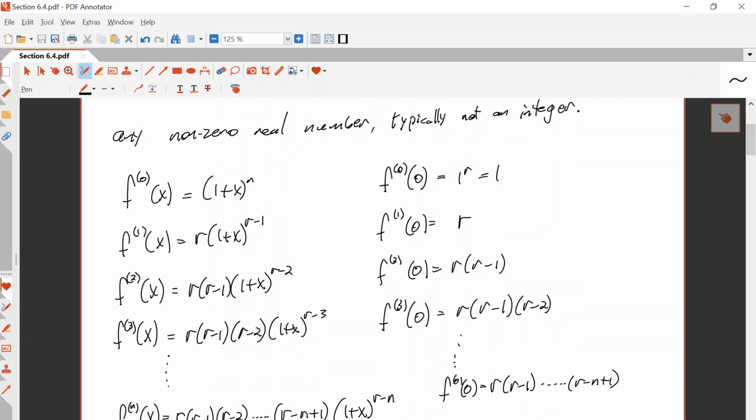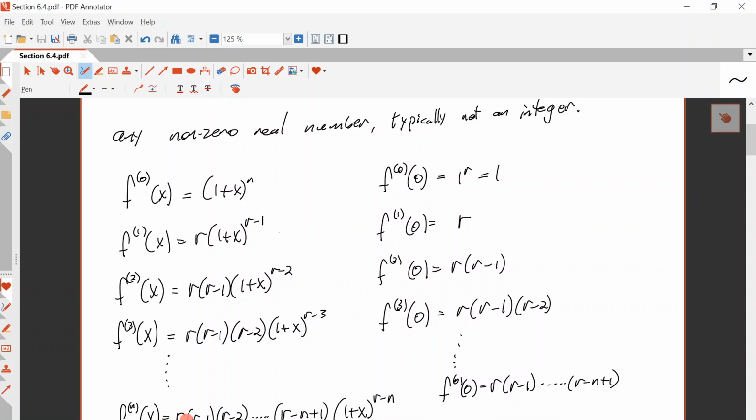So let's take derivatives. We're going to find the Maclaurin series for this, the power series centered around 0. The zeroth derivative is the original function, 1 plus x to the r. First derivative, r times 1 plus x to the r minus 1. You don't have to worry about multiplying by anything in the chain rule because the derivative of the inner function here is just 1. Second derivative, r times r minus 1, 1 plus x to the r minus 2. Then r times r minus 1 times r minus 2, 1 plus x to the r minus 3, and so on and so forth.